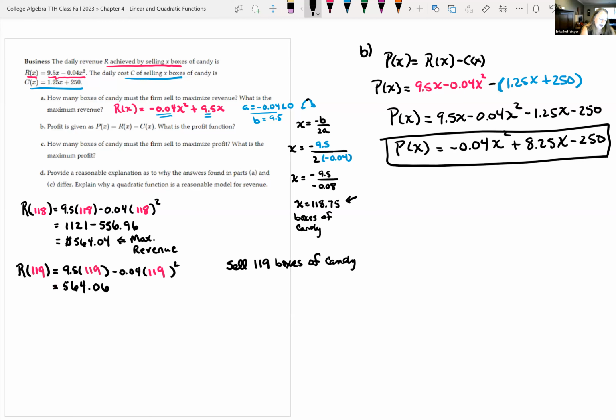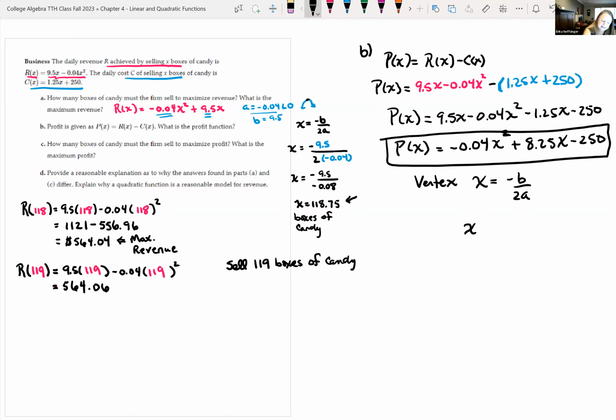Part C, how many boxes of candy must the firm sell to maximize profit? What is the maximum profit? Okay, so again, we have a quadratic equation, and I notice my A value is negative, so its parabola is facing down. I need to look at my vertex. And so I can find the vertex when x is negative b over 2a.